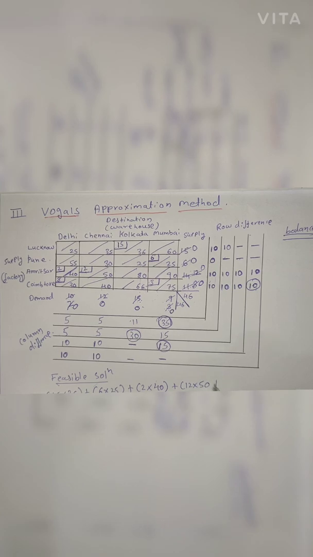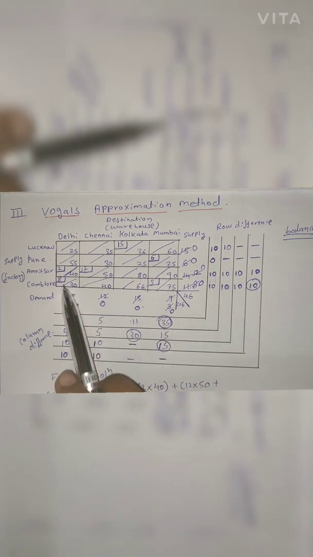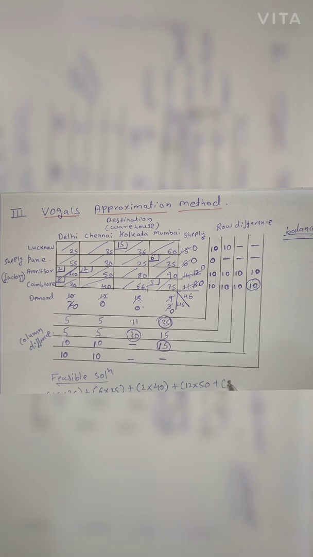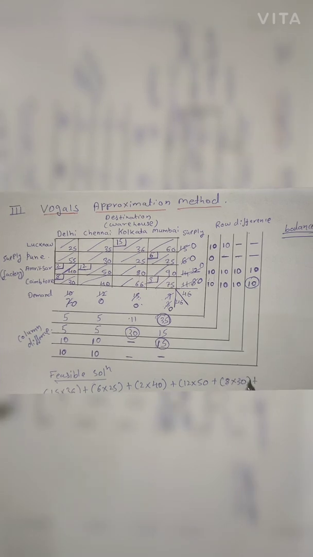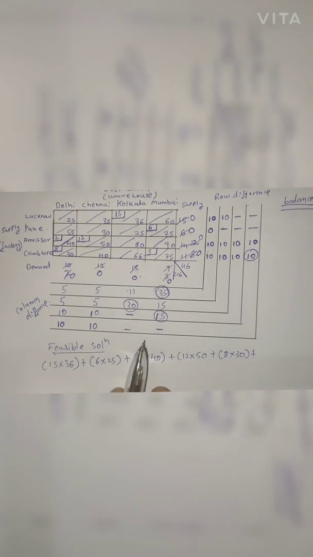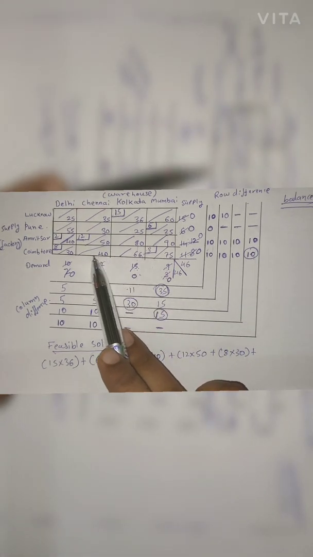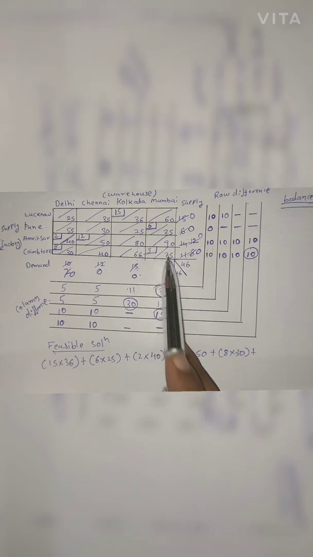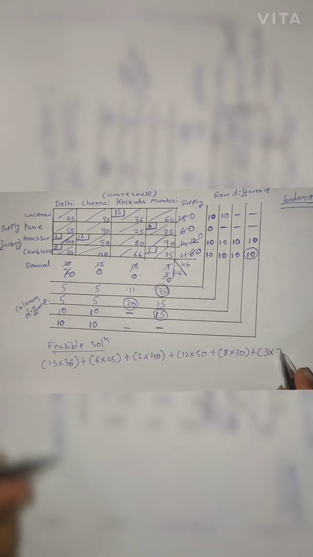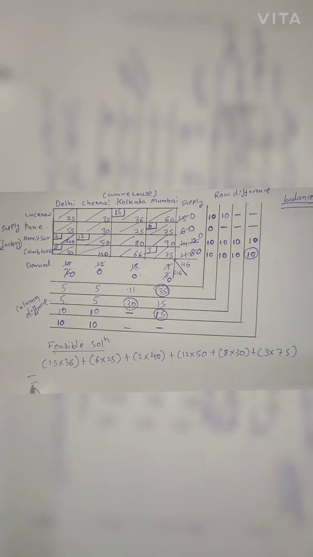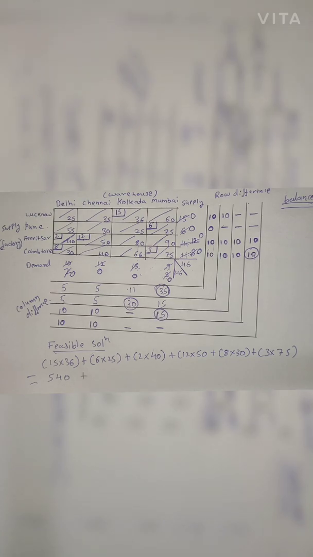12 into 50, plus box value is 8, cell value is 30, plus box value is 3, cell value is 75. If we find the value now, 15 into 36, it is 540. 6 into 25, 150. 2 into 40, 80.